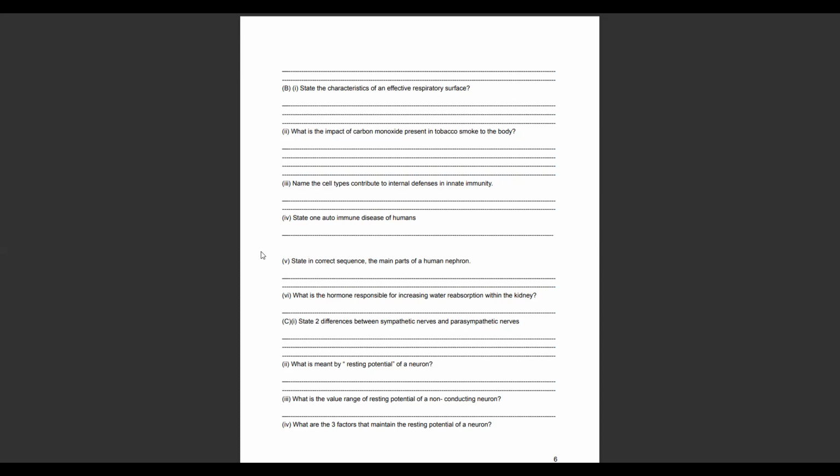Next one, state 1 autoimmune disease of human, right? There are 3. In the resource book, they have given 3. Type 1 diabetes mellitus, multiple sclerosis, rheumatoid arthritis, right? Now here they are asking the cells, right? Only cells. Natural killer cells and phagocytic cells. You can't write antimicrobial proteins.